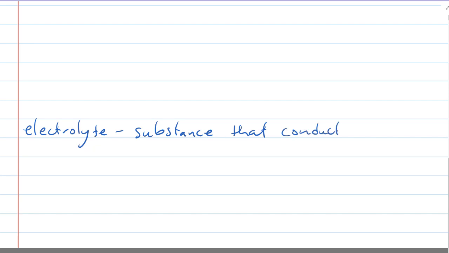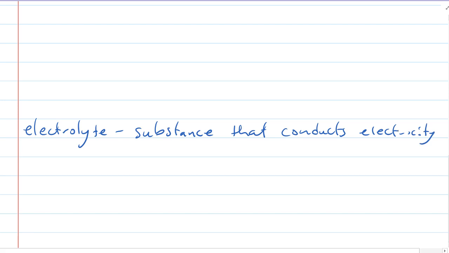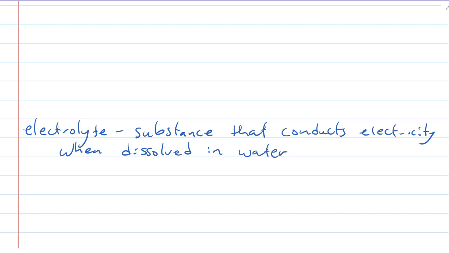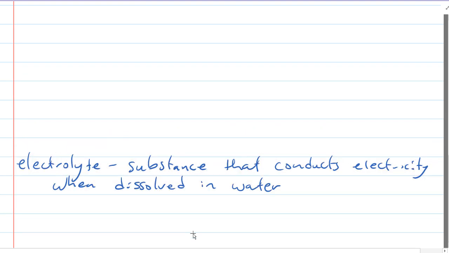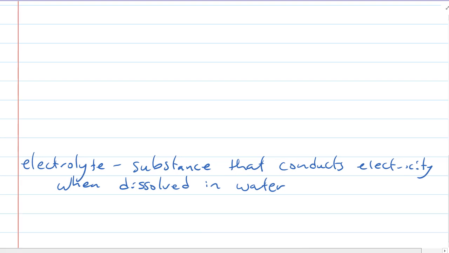And here at the bottom, I'm going to write down the definition of the word electrolyte. An electrolyte is a substance that conducts electricity when dissolved in water. So an electrolyte is a substance that conducts electricity when dissolved in water.